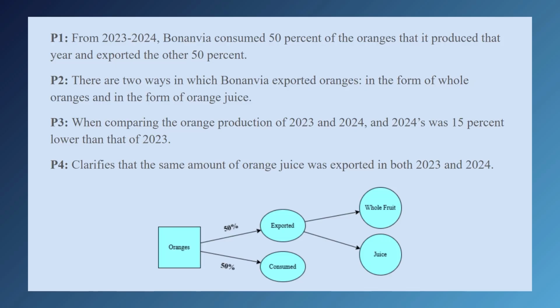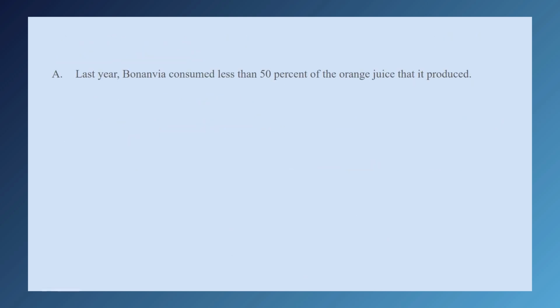Let's look at our choices. Last year, Bananvia consumed less than 50% of the orange juice that it produced. Thanks to our little flow chart, we know that this isn't something that we know about.